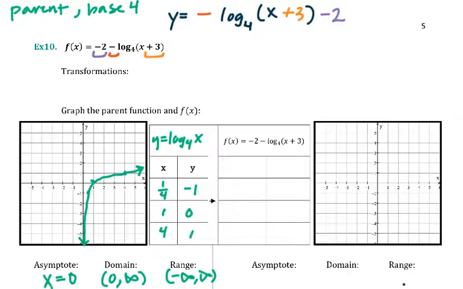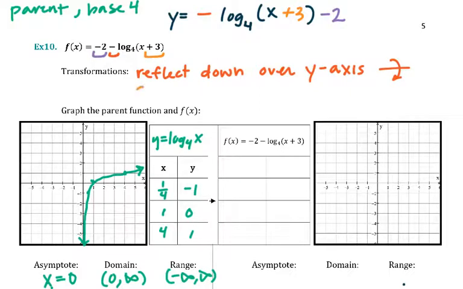Multiplying by a negative on the outside, we're going to reflect down over the y-axis. It's a vertical reflection across that y-axis. The plus 3 is going to cause us to shift. When we're adding, it causes a shift. And because it's on the inside, it's horizontal. So it's either left or right. Remember that when you shift horizontally, you're always going to move the opposite of what you think. So we're going to shift left 3 units and down 2 units.